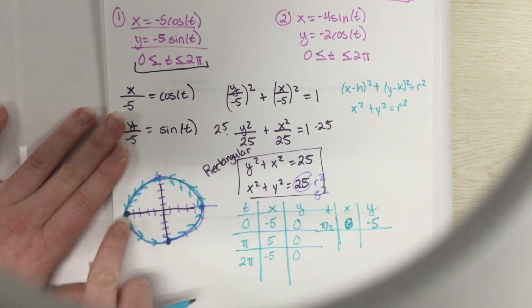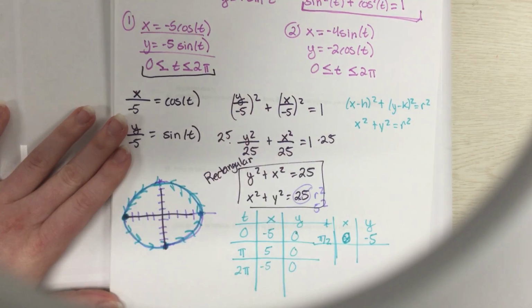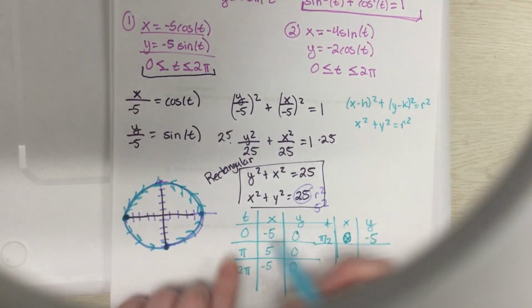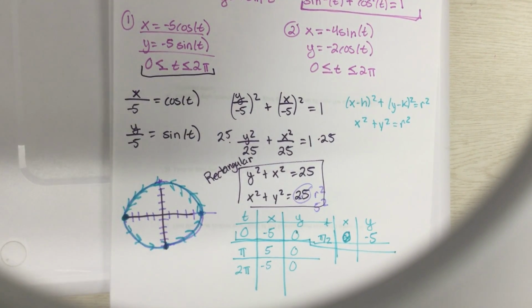We start and end at the same point because we are doing a full circle, 0 to 2 pi. But the hardest part is figuring out what direction you're going. If you know 0 to 2 pi is a whole circle, you just need to do the first 2 points and then you have it.